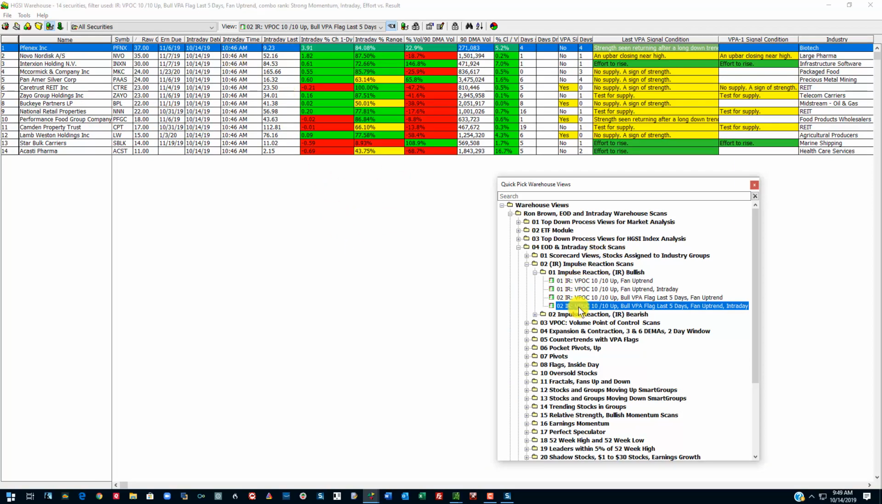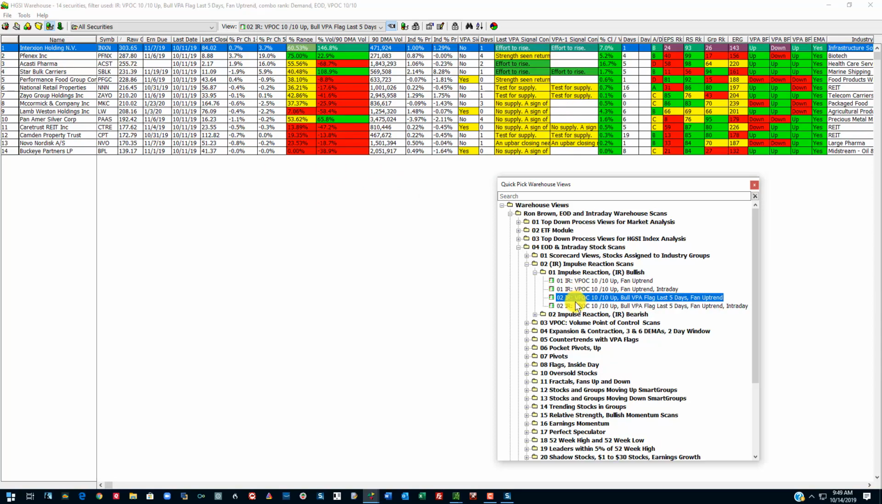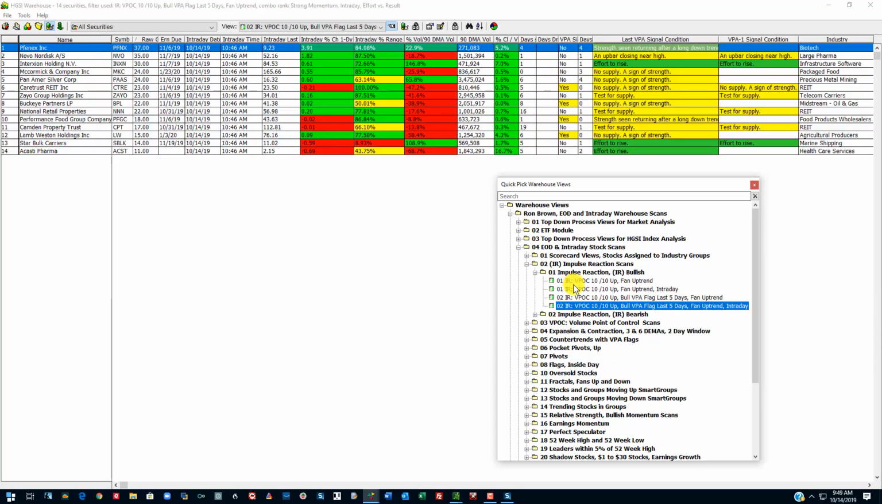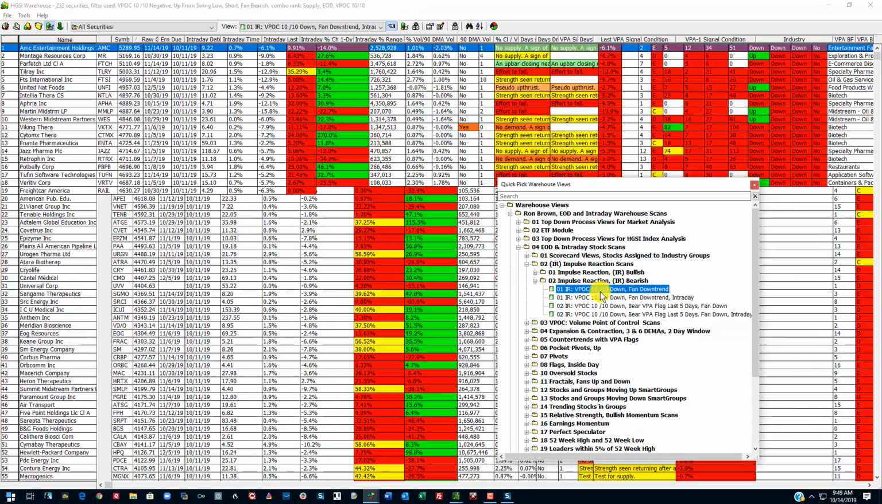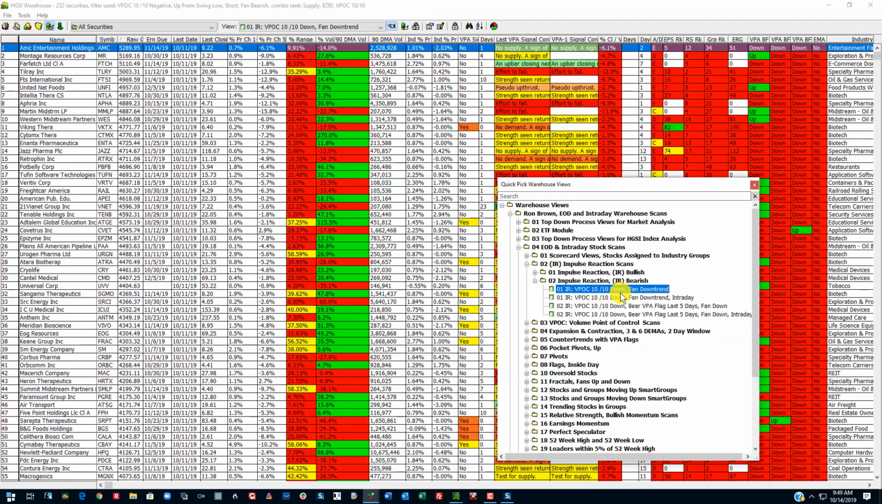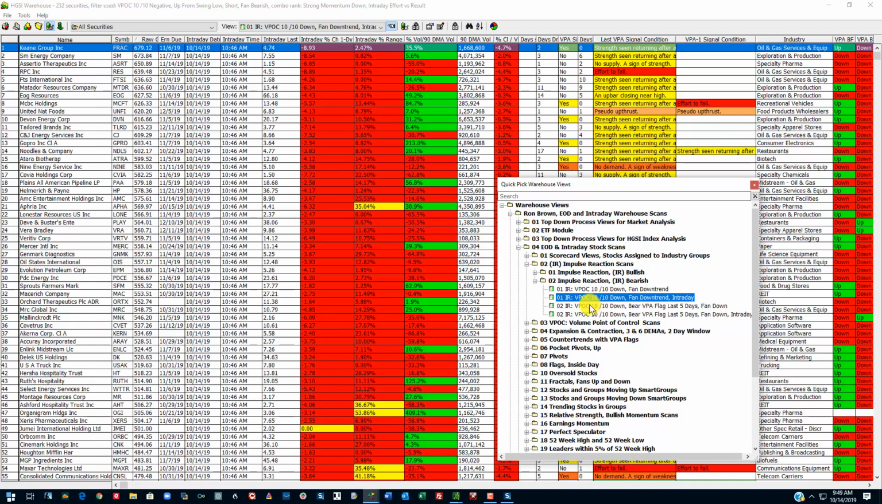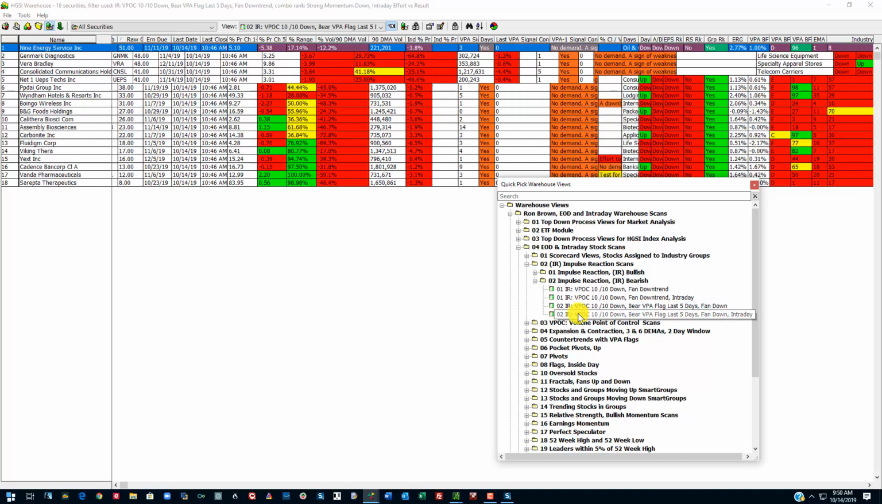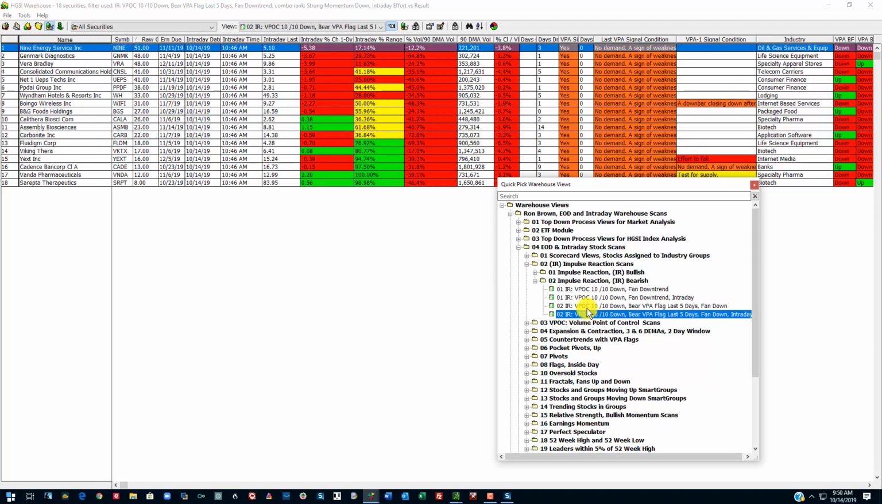In a strong, trending market, these scans work very well. They work a lot of the time anyway, but in a strong trending market, the odds are more in your favor. And this is just the reverse from the bearish side, fan downtrend. This is the intraday. You can see that there's a lot of weakness here today. And last 5 days for the bearish side.